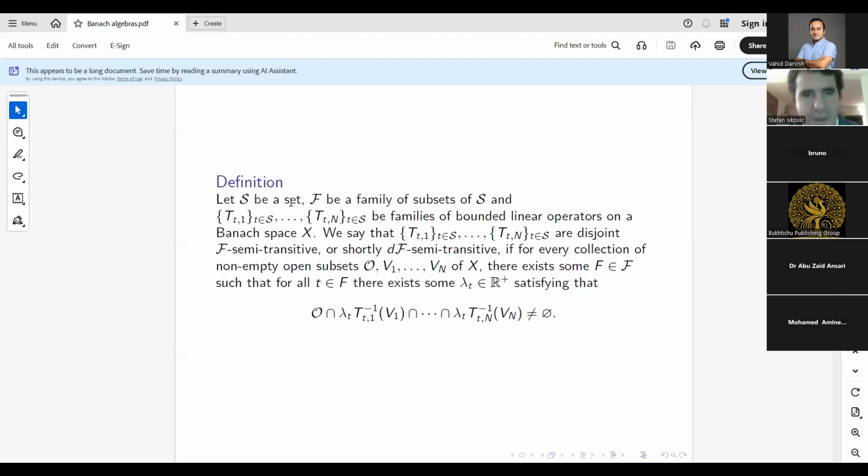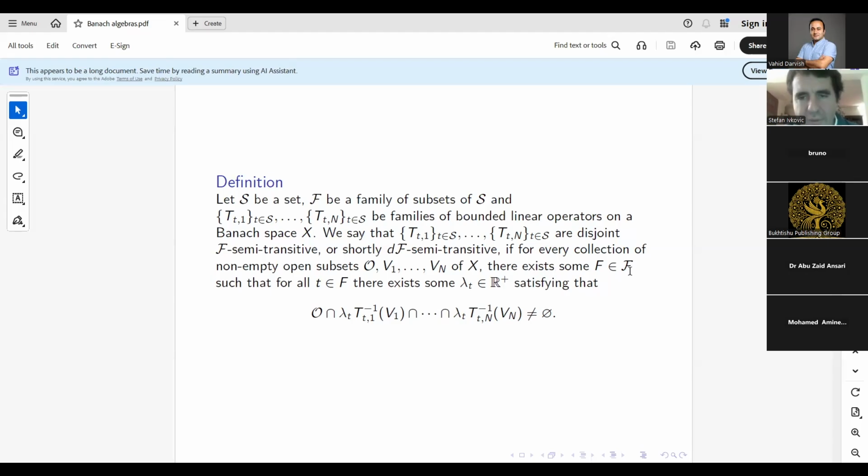For a set S, we let F be a family of subsets of S, and then we consider some families indexed over this S, T_t^1, t in S, up to T_t^n, t in S, families of bounded linear operators on a Banach space X. And then we will say that these families are disjoint F-semi-transitive, or shortly just DF semi-transitive, if for every collection of non-empty open subsets V_0, V_1 up to V_n of X, we can find some element of F, so it is a subset of this S, which has some special properties.